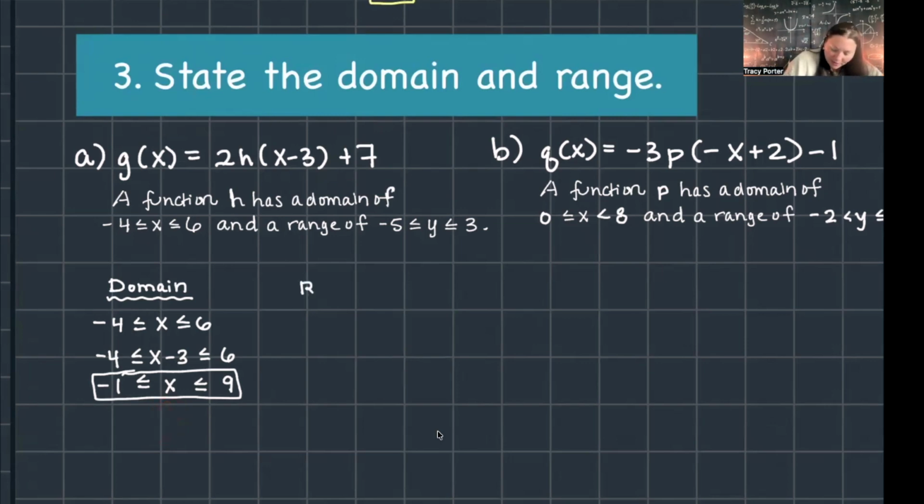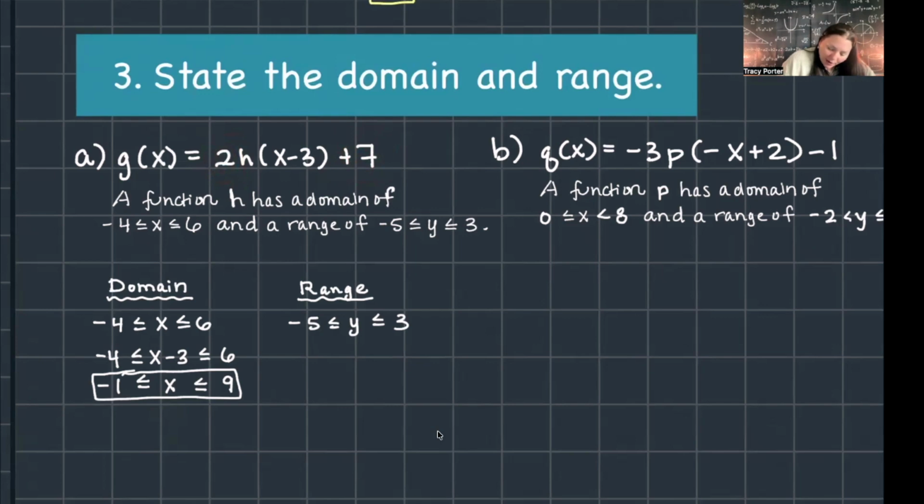Now for the range, you can actually just take the range that is given, which is -5 to +3. And the only two values that affect the range are this 2 and this 7. So this one you can do in two little steps. First, we can multiply that range by 2.